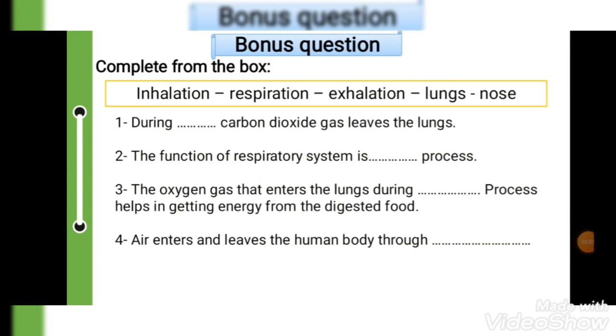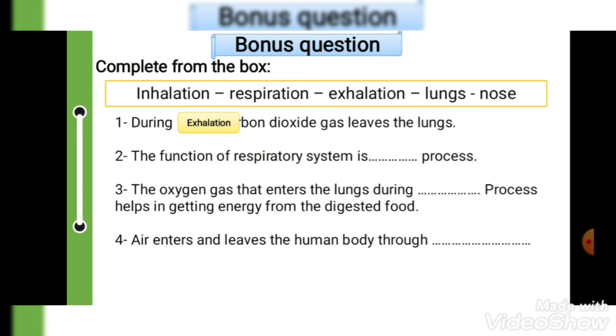Bonus question. Let's answer our bonus question complete from the box. We have some words, some key words, then you are going to use them in the table. Inhalation, respiration, exhalation, lungs and nose. يعني كل البونus question ده بيتكلم عن respiratory system. During space, carbon dioxide gas leaves the lung. Highlight leaves. Leaves معناها go out. وcarbon dioxide go out during inhalation ولا exhalation? During exhalation process.